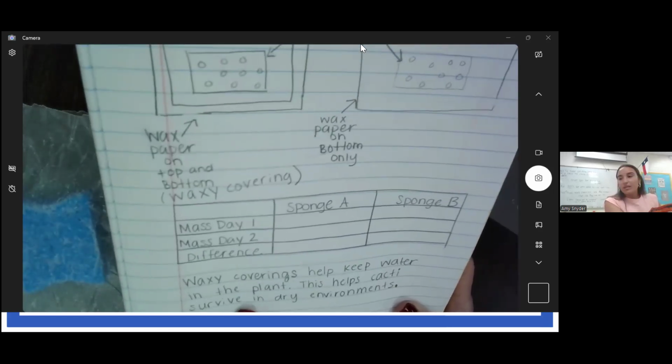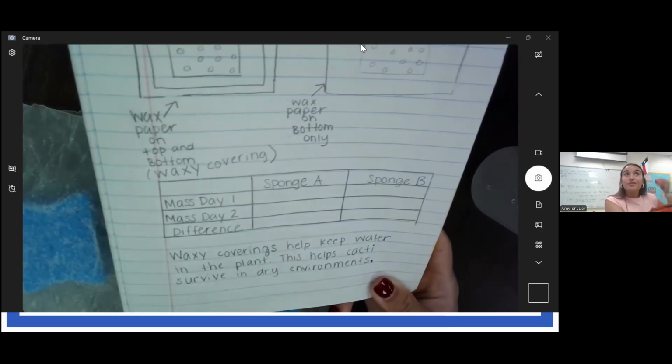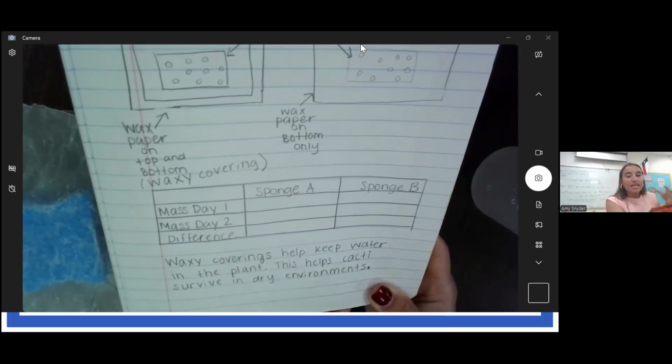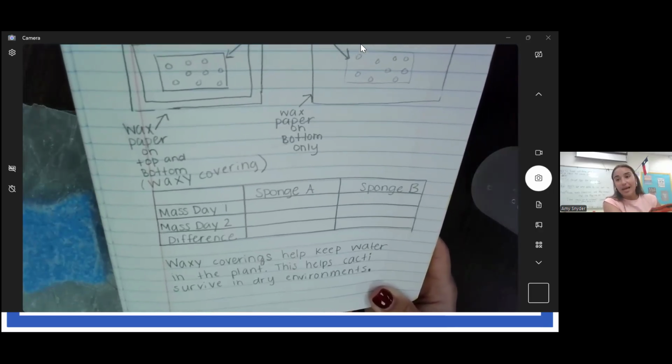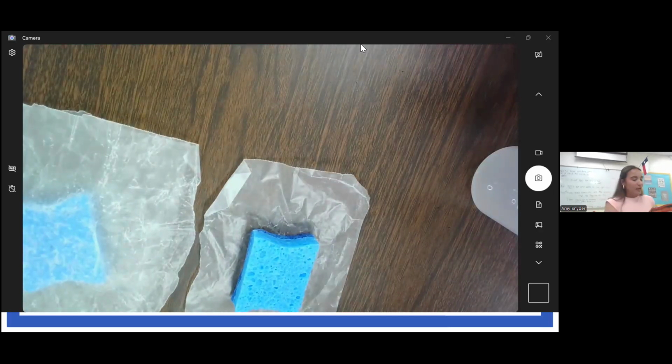And so we would then conclude that the waxy covering's structure, the function or the purpose is to keep the water in the plant, and it helps the cacti survive in a dry environment. So that would be your elaborate.